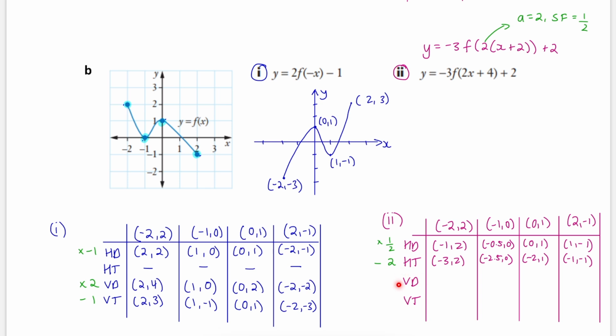Next, my vertical dilation is going to be -3. That is the scale factor. So I need to multiply all my y values by -3. So this 2 will become -6. This 1 will become -3. And this -1 will actually become +3. Finally, my vertical transformation is a shift up by 2. So I'm going to be increasing my y values by 2.